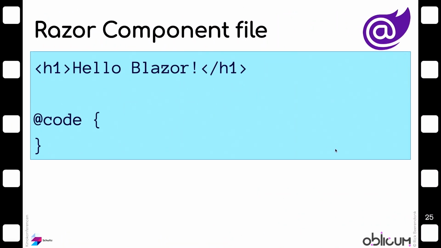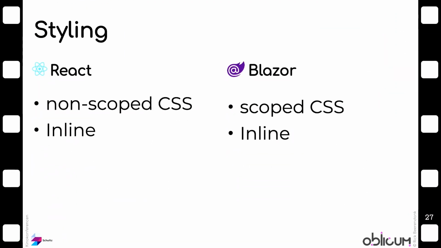Okay, so this is a basic file without any styling. Let's talk about styling. Now, styling is done in CSS files, and in your React setup, generally you also have a CSS file next to your component. Yes, there's also options to do inline styling, which you can do in Blazor as well.